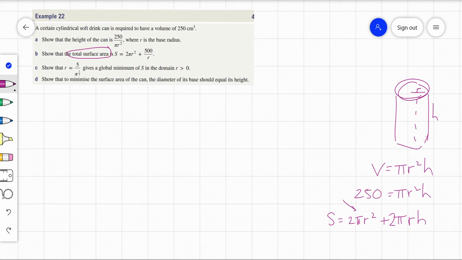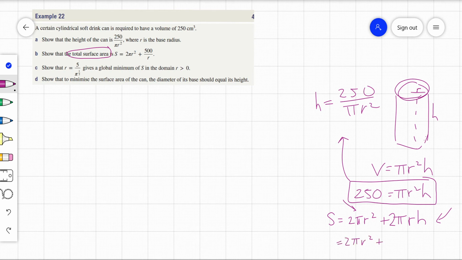At the moment we've got r and h in there, so we often want to get rid of h. So we need a different equation where we can make h the subject. If we divide through by pi r squared, we've now got something we can sub in for h. Here we've got 2 pi r squared, here we've got 2 pi r, and if I sub in 250 on pi r squared, you will notice I can get rid of pi and one of the r's. So I get a 500 on r there, which gives you this equation here. Right, that's how we show.